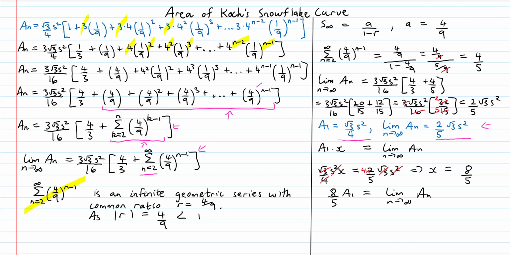So therefore, regardless of the length of the sides we begin with, the limit as n goes to infinity of an is equal to 8 over 5 times the area enclosed by the first curve. So that shows that the area is in fact finite as n tends toward infinity, and we've shown previously that the perimeter, or the length of the curve, is in fact infinite.